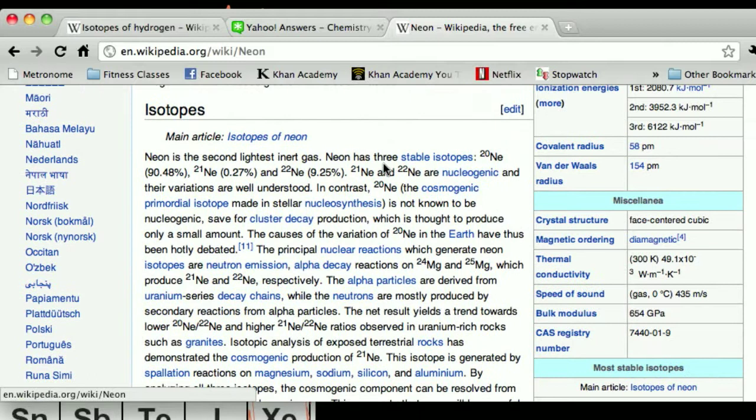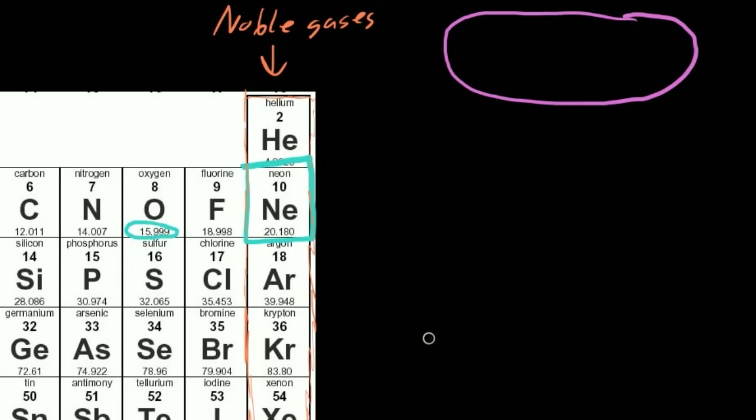It says neon has three stable isotopes. We have neon 20, which has a percent abundance of 90.48%. Neon 21, which has a percent abundance of 0.27%. And neon 22, which has a percent abundance of 9.25%. So let me go ahead and copy those down. So this means that we've got neon, let me choose some good colors.